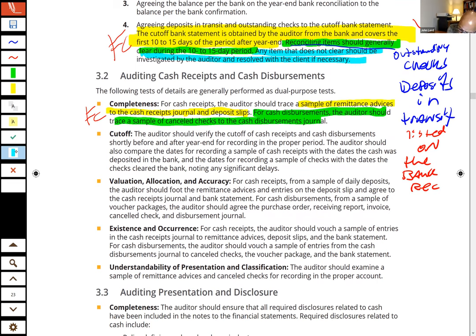So we will look for the cash receipts, and we will look at daily deposits, remittance advices, and entries in the deposit slip, and agree that to, oh, I was wondering why that wasn't making any sense to me. I'm looking at the wrong assertion, guys. Right here, for cash receipts, the auditor should vouch a sample of entries in the cash receipts journal to remittance advices and deposit slips. So we're going the other way now, right? And then for cash disbursements, the auditor should vouch a sample of entries from the cash disbursements journal to the canceled checks. Are you getting a sense of this directional testing now? We go from the documents to the records for completeness, from the records to the documents for existence. Okay, good.